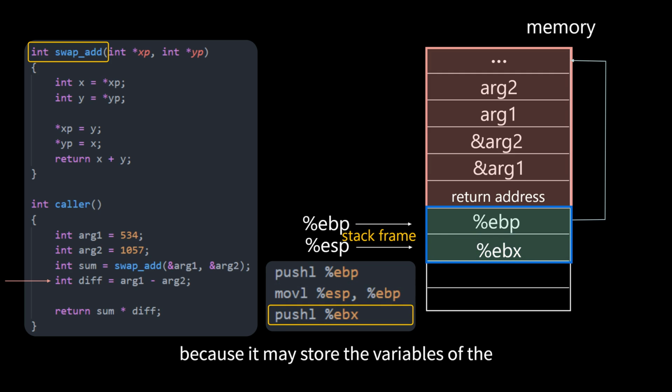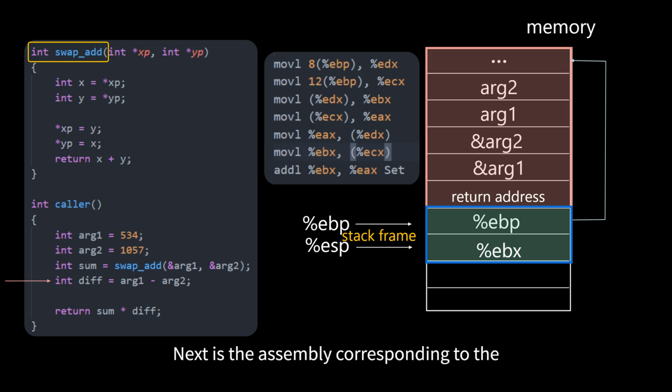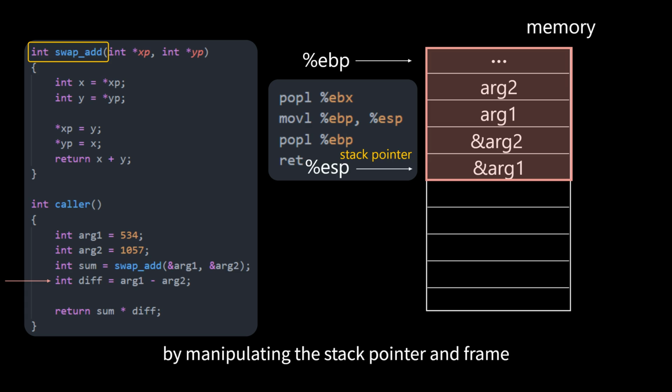Save the register EBX again, because it may store the variables of the previous function. Next is the assembly corresponding to the swap_add function body, which will not be expanded here. At the end of the call, by manipulating the stack pointer and frame pointer, execution is restored to the main function caller and continues.